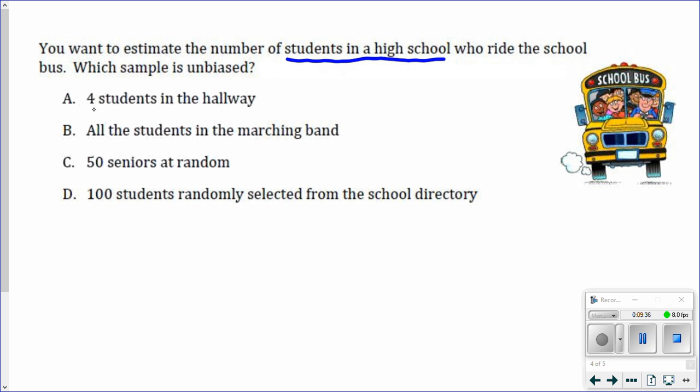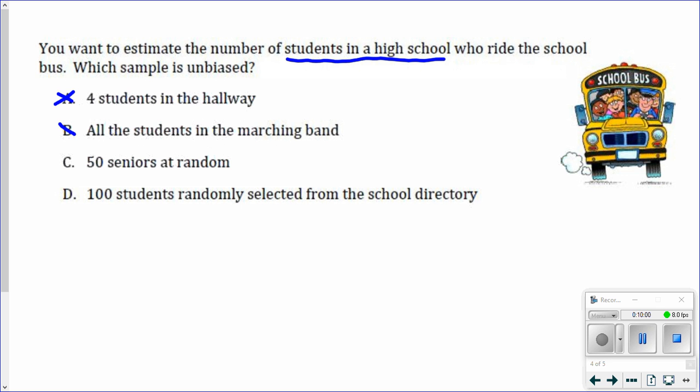So the first one, you choose 4 students in the hallway. The next one, all the students in the marching band. 50 seniors at random. 100 students randomly selected from the school directory. All right, so the first one, it's not enough people, and you're only doing it in this one hallway. So that's no good.